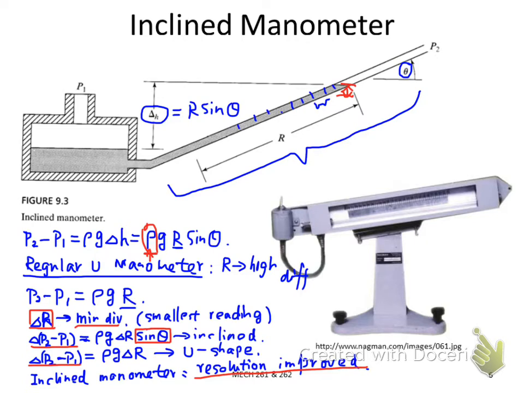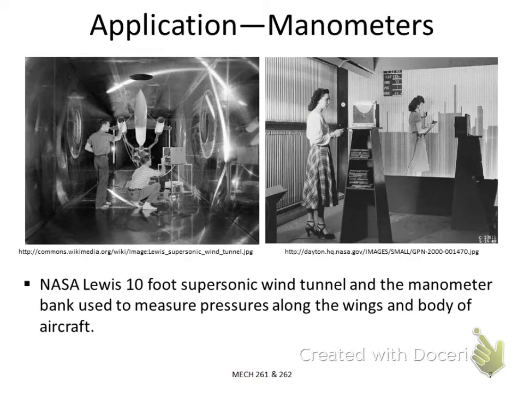Nowadays the manometer is not widely used anymore, but if we go back half a century, to the 1940s or 1950s, there were many scientific instruments using manometers, because at the time electronic pressure sensors were not readily available. So the manometer was used for many scientific research efforts. Let's look at one example. In the 1940s, NASA developed a wind tunnel used to test their supersonic aircraft.